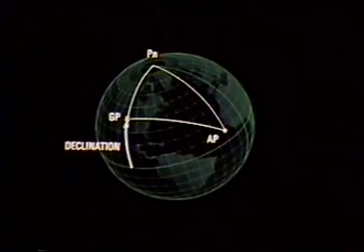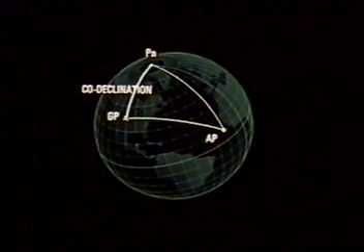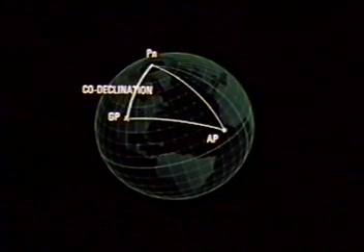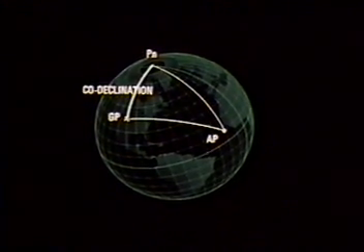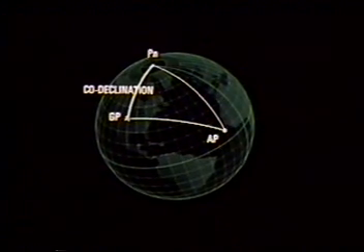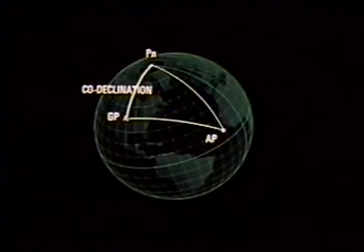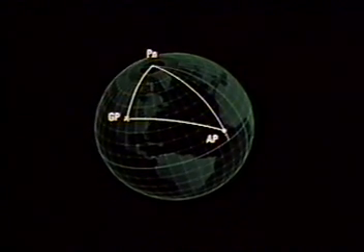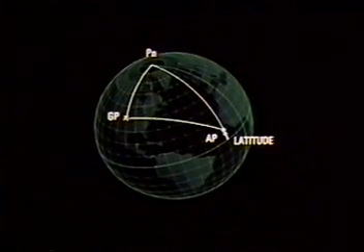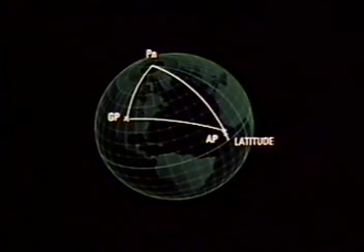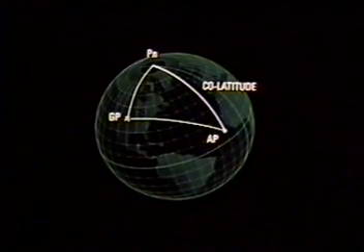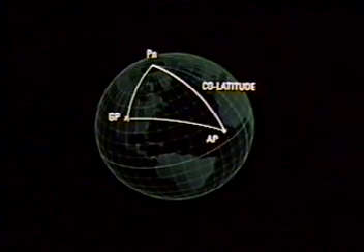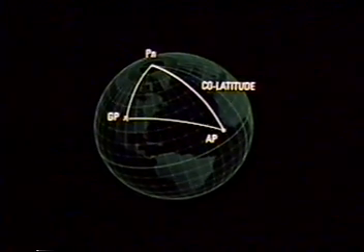If you know the declination, you know this side: co-declination, or polar distance of the observed celestial body, 90 degrees minus the declination. If you know the latitude of your assumed position, you know this side: co-latitude, 90 degrees minus the latitude.